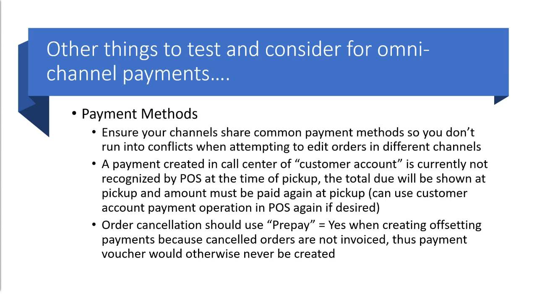So some other things to consider before we wrap up. When you're testing omni-channel payments, as I mentioned, it's easier to almost mention the things that we don't support at this point than the things that we do support. So you want to ensure that your channels share common payment methods so you don't run into conflicts. So for example, if you create an online order and you pay with loyalty, and then you try to edit that order in a call center channel that doesn't have a loyalty tender type, then that would be a problem, right? So when we enable these features, we perform some checks to make sure that your payment setup is consistent across your channels, but that's kind of the secret for making all of this work.